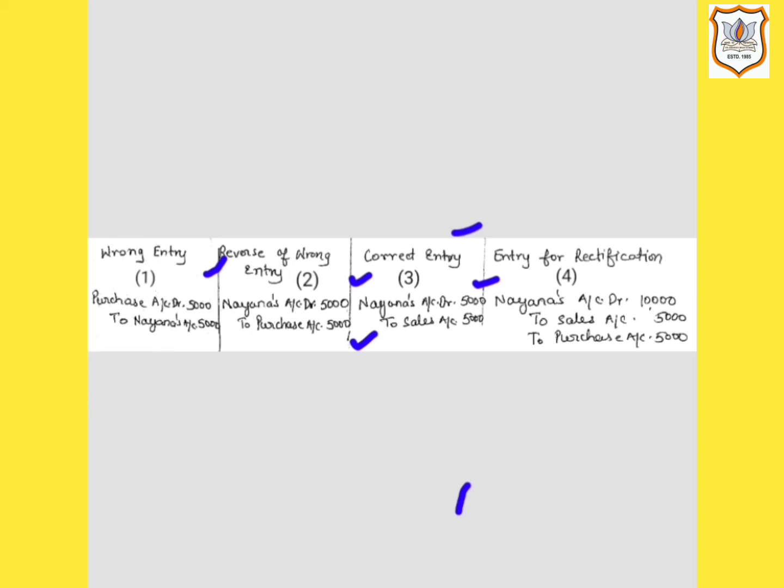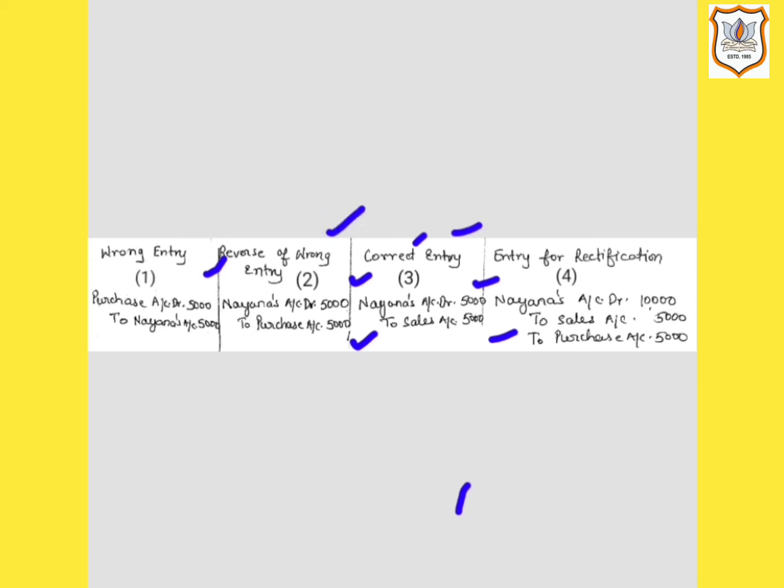And instead of purchase book, it should have been recorded in sales book. So according to that, sales account should have been credited. Then in the fourth step, we will pass a rectifying entry, which will be the net effect of the correct entry, that is step number 3, and reverse of the wrong entry, that is step number 2.